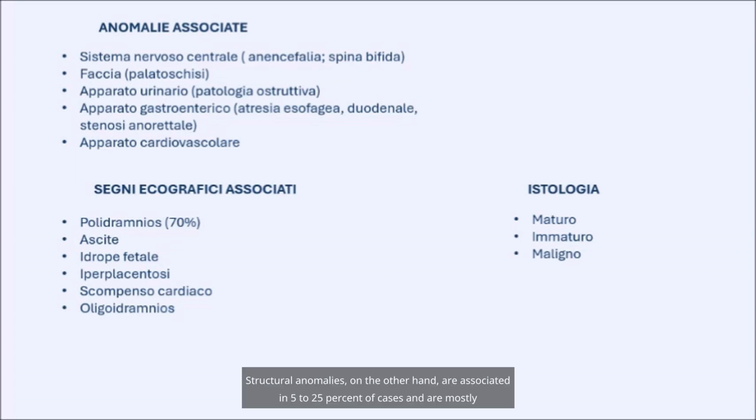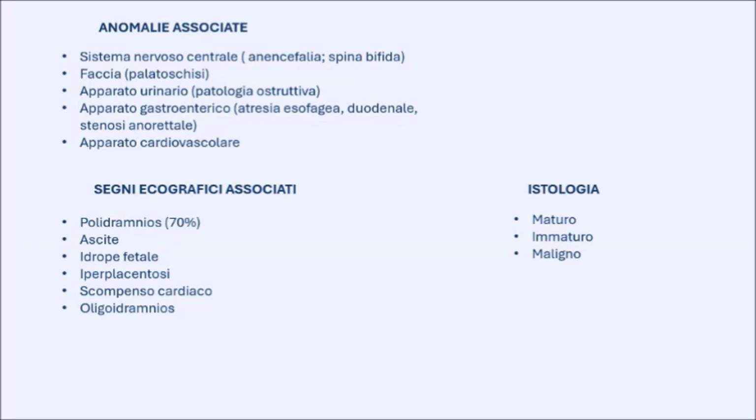Structural anomalies, on the other hand, are associated in 5 to 25% of cases and are mostly represented by alterations of the central nervous system, followed by abnormalities of the face and the urinary tract, gastrointestinal, and finally, cardiovascular anomalies. Depending on the degree of differentiation of the germ cells involved, we distinguish between a mature variant, an immature variant, and a malignant one, which has the worst prognosis, often even after surgical removal.